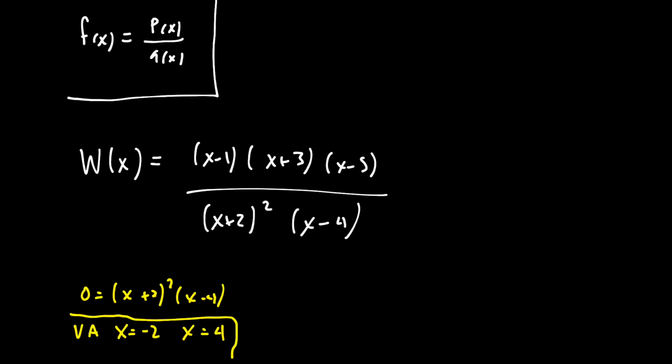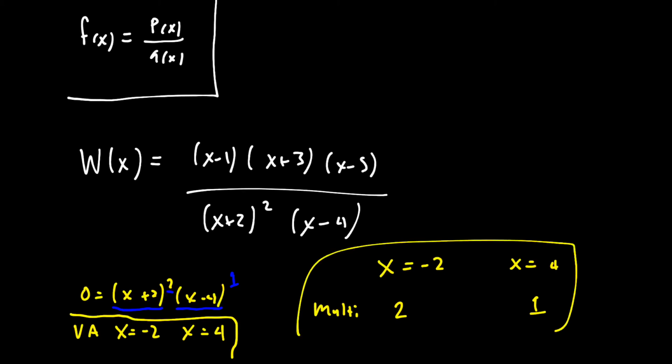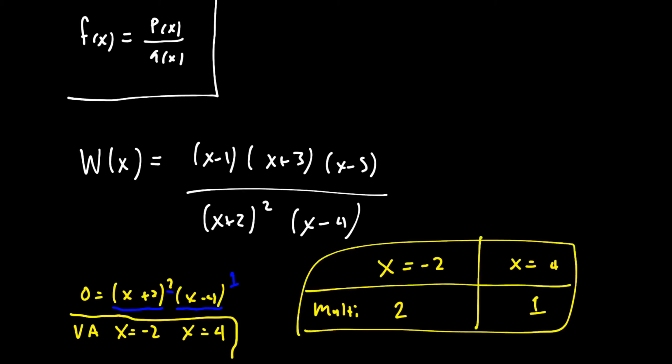Now, much like polynomials, we can look at the multiplicity of a factor. So the multiplicity of the factor x plus 2 is given by this 2 here, and the multiplicity of x minus 4 is given by 1 here. So our vertical asymptotes, x is equal to negative 2 and x is equal to 4, will have a multiplicity, respectively, of 2 and 1. Now the multiplicity of vertical asymptotes is very important because it's going to tell us two things in general.